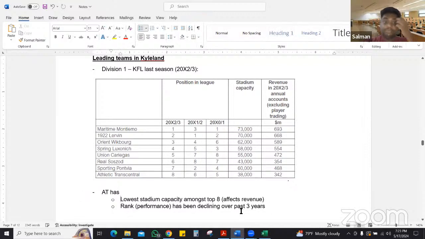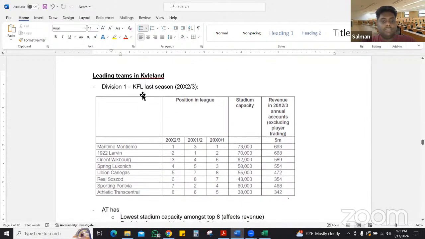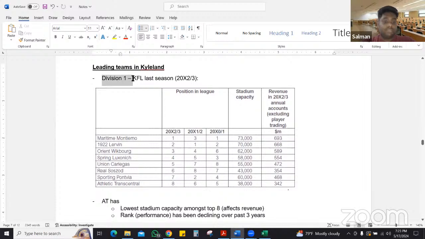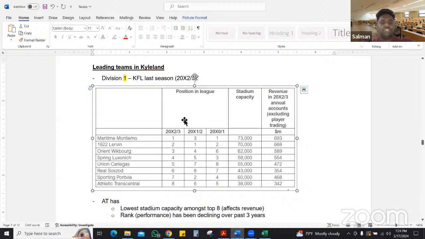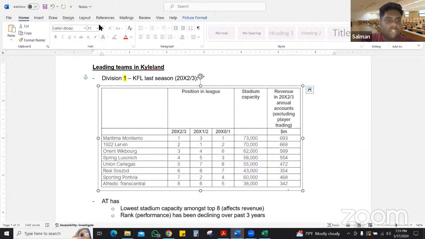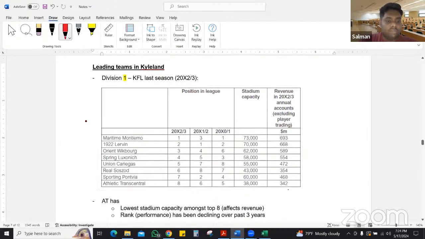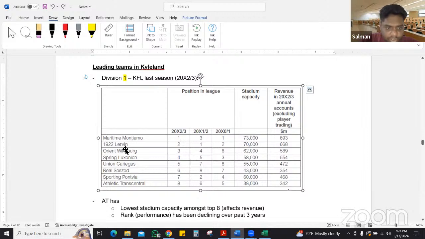Oh, finally, good. So if you look at the leading teams in Kylan, we discussed in the men's team, there are 3 divisions. Each division has 18 clubs, a total of 54 clubs. So here in Division 1, in the previous KFL season, 2022-23, we have the leading teams. Even though there are 18 teams in one division, they have given the top 8 teams in Division 1.